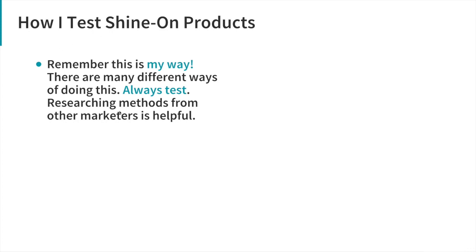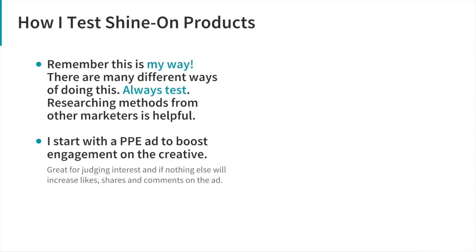Researching methods from other marketers will always be helpful to you, whether you do that on YouTube or through blogs, other websites, or whatever. So when I start to test a new ShineOn product, I'll start with a PPE ad, broad targeting, so open, no interests. And the main reason I'll run this PPE ad is to boost engagement on the creative.